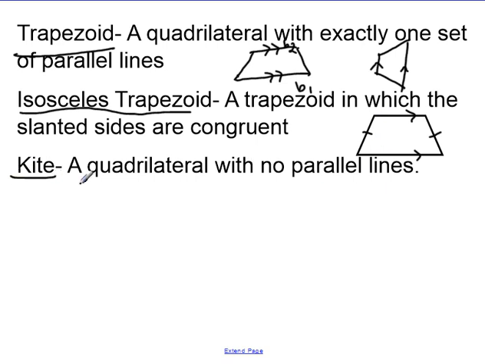And finally, the last quadrilateral we're going to talk about is a kite. And a kite, let's go fly a kite, is a quadrilateral with no parallel lines whatsoever. So it might look something like this. None of those lines are parallel to each other, although that last one kind of does look like it. I'll fix it. There you go. None of those lines are parallel, none of those lines are congruent, but it is definitely a quadrilateral because it has four sides. All right, so that's what a kite is.